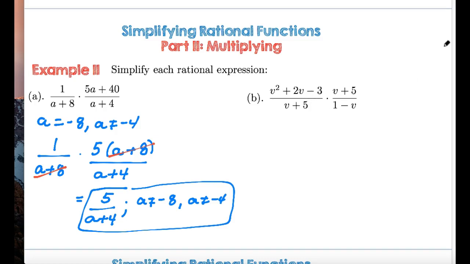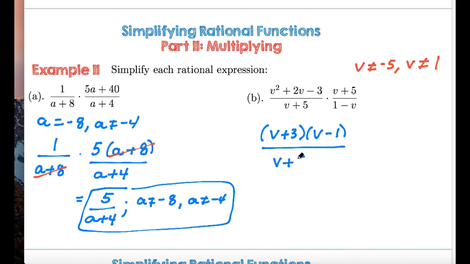If you look at the denominator, you know v cannot equal negative 5, and v cannot equal 1 right away. So you notice hopefully the v plus 5s are going to go away, but let's start vertically. Let's see if we can factor v squared plus 2v minus 3. Two numbers that multiply to be negative 3 and add to be positive 2 are 3 and minus 1. So there's that numerator. The v plus 5 stays. And now we're multiplying that by v plus 5.